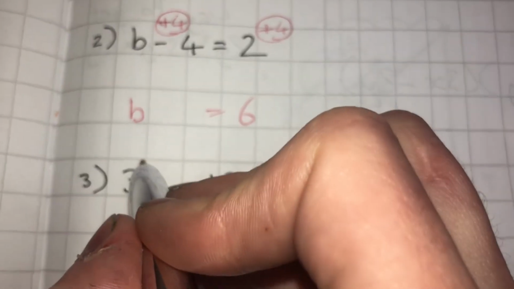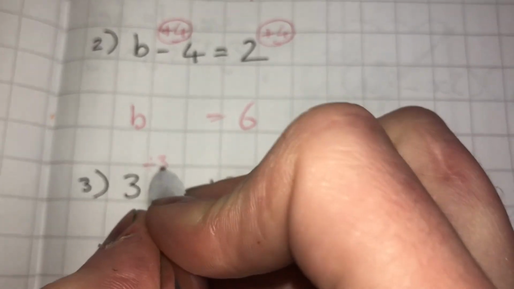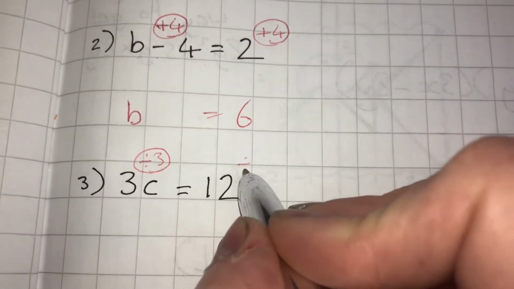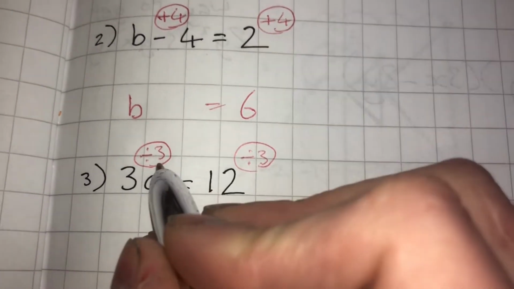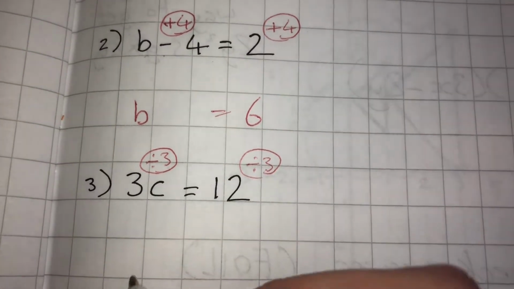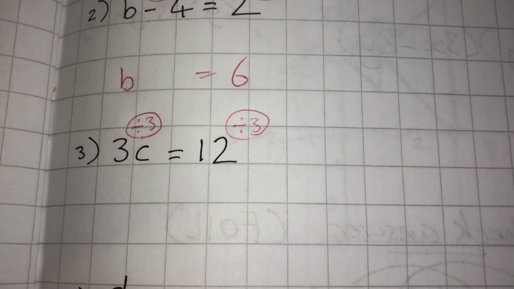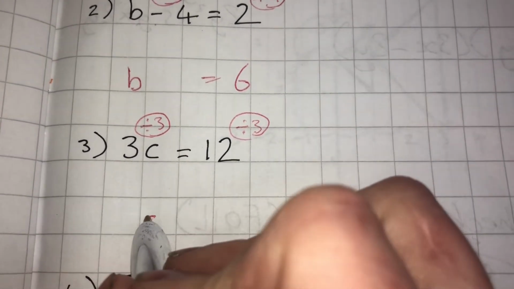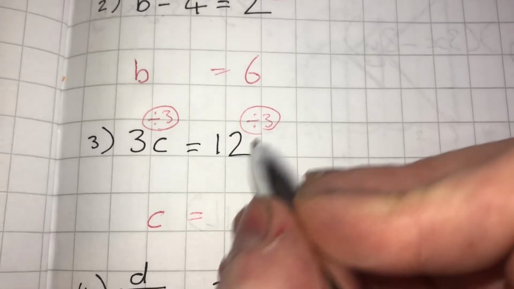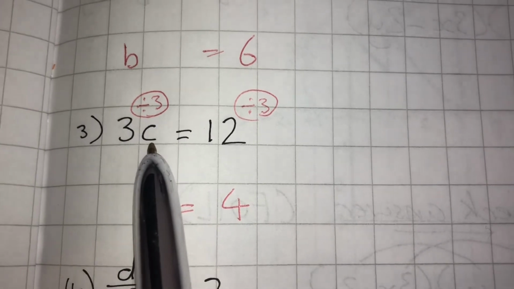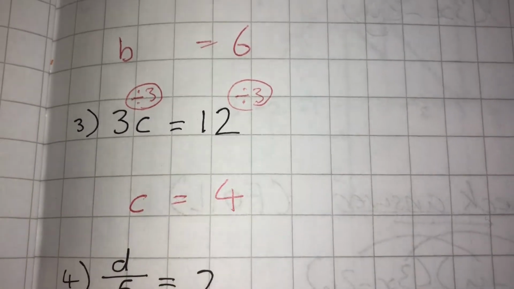So to get rid of the 3, I have to do, if you remember, the opposite operation. The opposite of multiply is divide. So I'm going to divide by 3. If I divide by 3 on the left hand side, remember I have to do the same on the right hand side also. So 3 divided by 3 is 1. So 1c. And again, if you remember in algebra, we don't really need to write 1c or 1d or whatever it is. We can just write the letter itself. 12 divided by 3 is 4. And again, that makes perfect sense, because if c is 4, 3 times 4 does in fact equal 12.